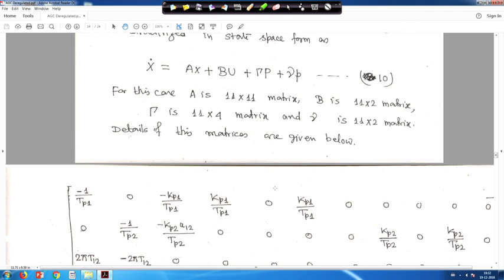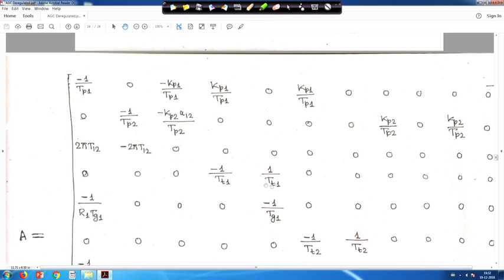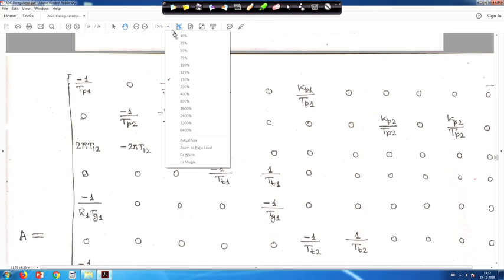So, details of these matrices are given below. Let me reduce this volume. So, this is my A matrix. This is a completely 11 into 11 matrix. You please note most of the elements are non-zero elements, right. So, this is your A matrix. If you write x1 dot, x2 dot, all up to x11 dot, this will be your A matrix, right.